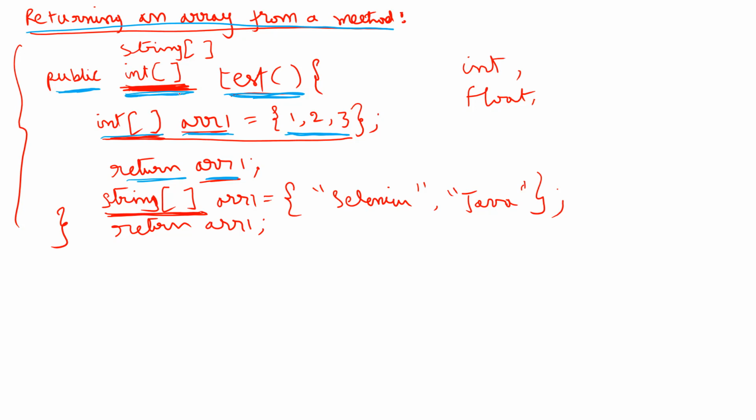If it is a simple primitive type value, then we can mention int, float, etc. in the return type. But since here we are returning an array, we have to mention int square brackets. Since here we are returning an integer array, we have to mention it like this. Similarly, let's say we have a string array, String arr1 equals, initialized with values Selenium and Java, and I am returning this array. Since we are returning a string array here, we have to mention the return type as string array. Let's see an example on this one.